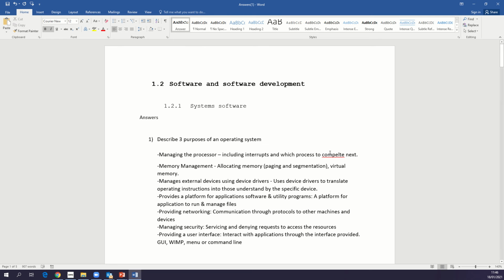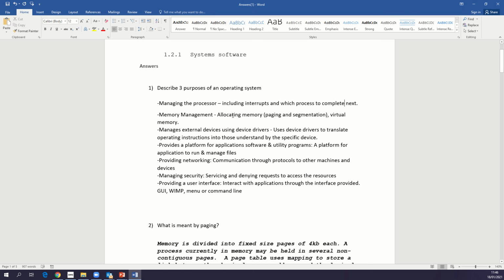First of all, managing the processor. It manages all our interrupts, the ISR, and decides which process to complete next. Remember, usually that is given a priority to all different tasks. Number 2 is memory management, allocating memory, including paging and segmentation and virtual memory. Remember, in these examples, I'm expecting you to give information about what that is actually doing and its purposes.